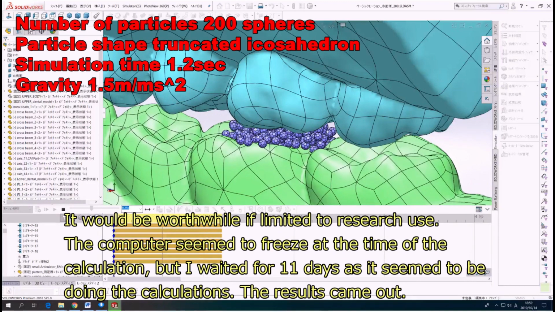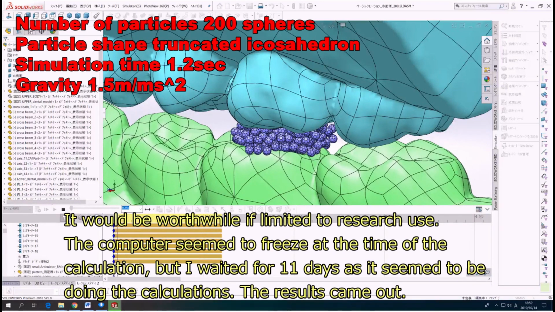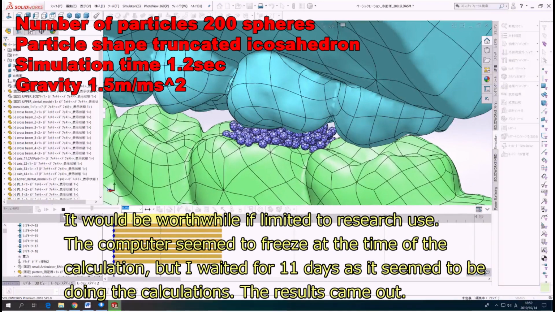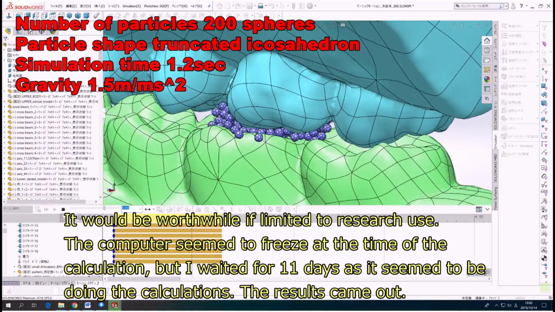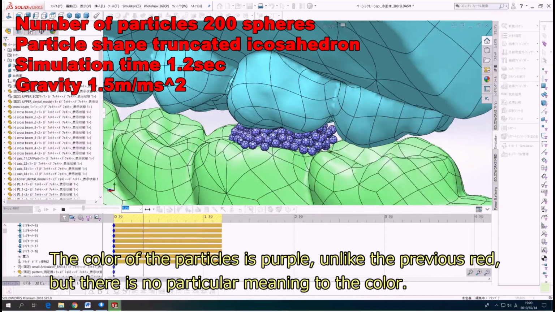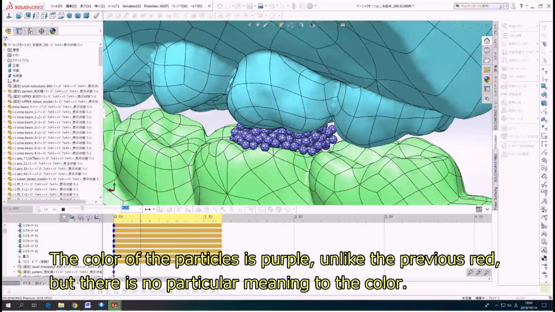The computer seemed to freeze at the time of the calculation, but I waited for 11 days as it seemed to be doing the calculations. The results came out. The color of the particles is purple, unlike the previous red, but there is no particular meaning to the color.